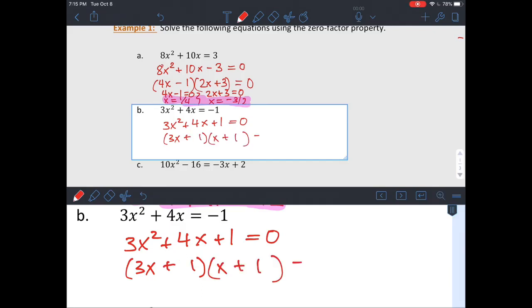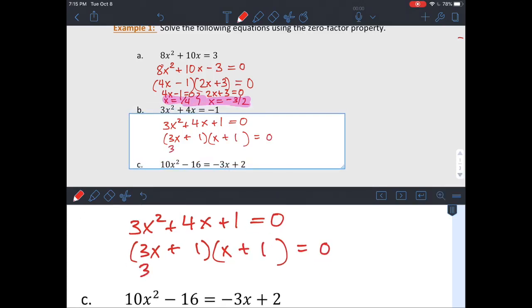Always make sure to double check your factoring. And then if you set each factor equal to 0, you're going to end up with x equals -1/3 and x equals -1.